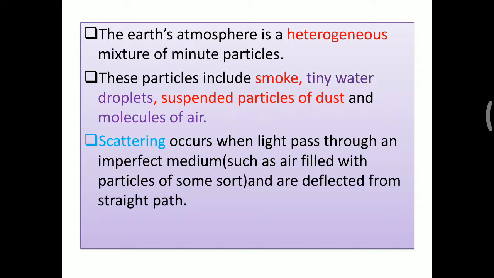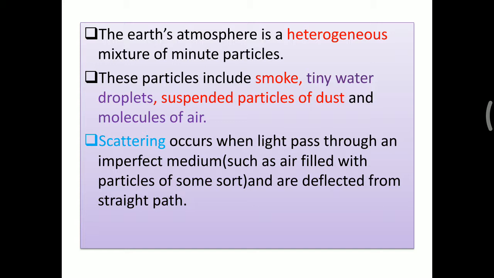The Earth's atmosphere is a heterogeneous mixture of minute particles. Do you know the meaning of heterogeneous? Heterogeneous is different types of particles. Homogeneous means the same type of particles. Our atmosphere is made up of a heterogeneous mixture of minute particles. What are those heterogeneous particles? Smoke, tiny water droplets, suspended particles of dust, and molecules of air. These particles are mixed in the Earth's atmosphere.